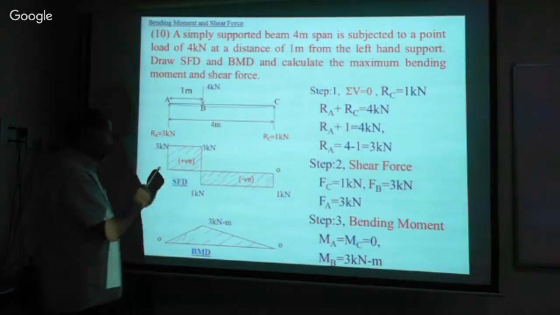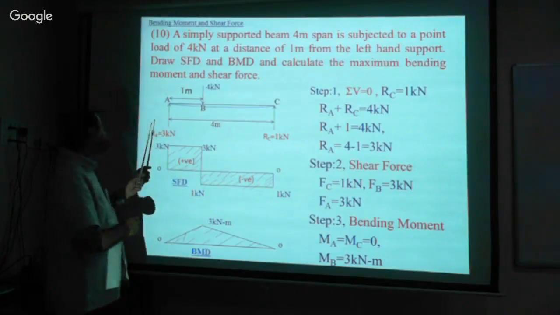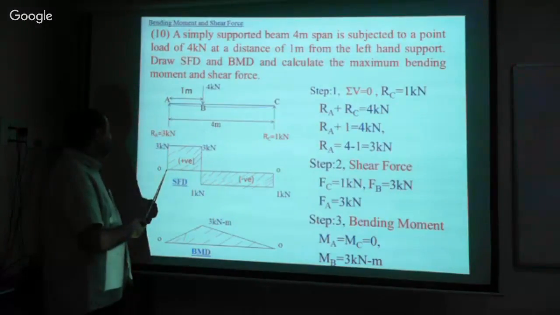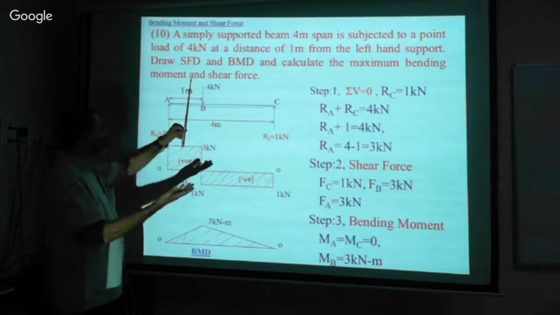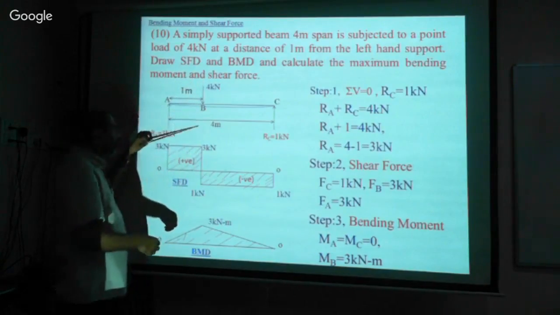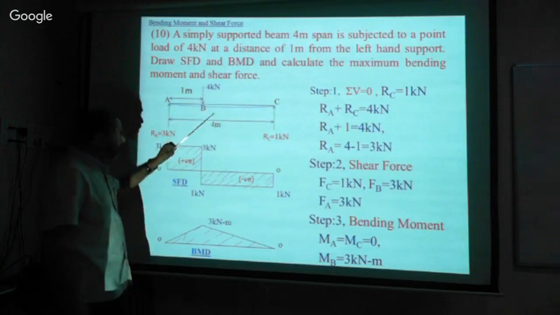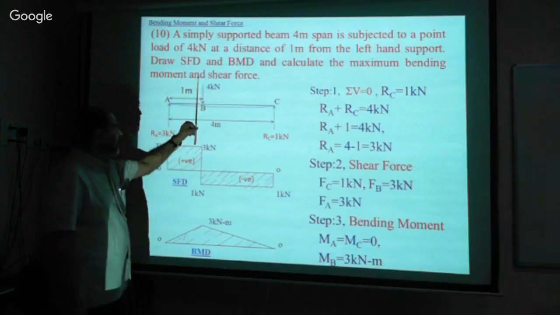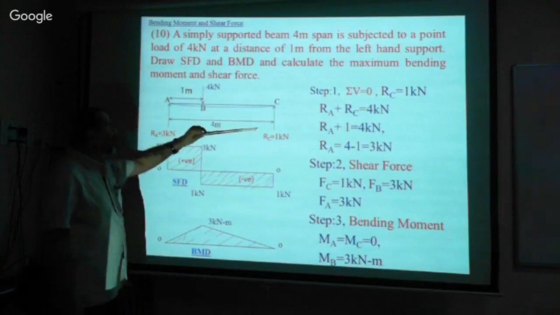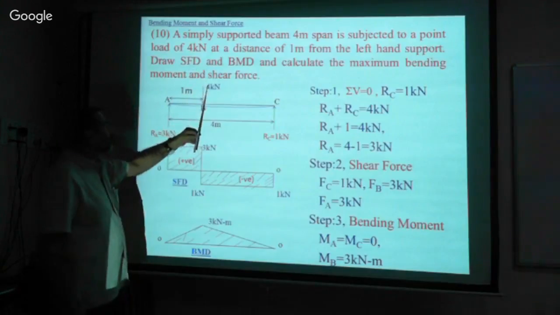To plot the shear force diagram, take the reference, and 3 kilonewton is acting upward, so let us go up by 3 kilonewton. Now, if you calculate the shear force at any section between these 2 points, on the right side 4 is acting down and 1 is acting up. Therefore, the net is 3 kilonewton acting downward. From the left, 1 is upward and 3 downward, the sum being 3 kilonewton downward.